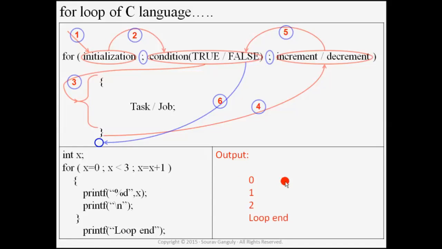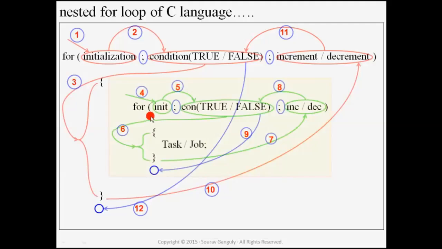Now go to the next section. This is called a nested for loop in the C language. It looks very complicated, but believe me, it is not complicated at all. Now let's start to understand.